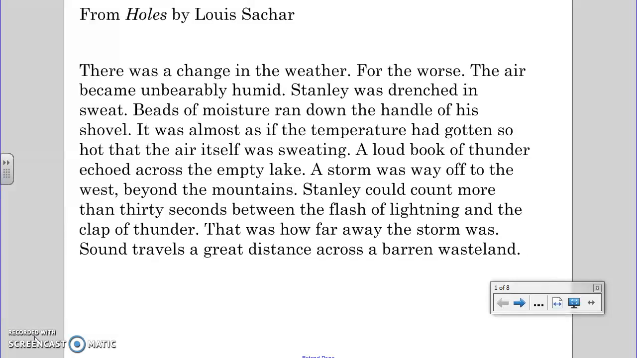A loud boom of thunder echoed across the empty lake. A storm was way off to the west, beyond the mountains. Stanley could count more than 30 seconds between the flash of lightning and the clap of thunder. That was how far away the storm was. Sound travels a great distance across a barren wasteland."